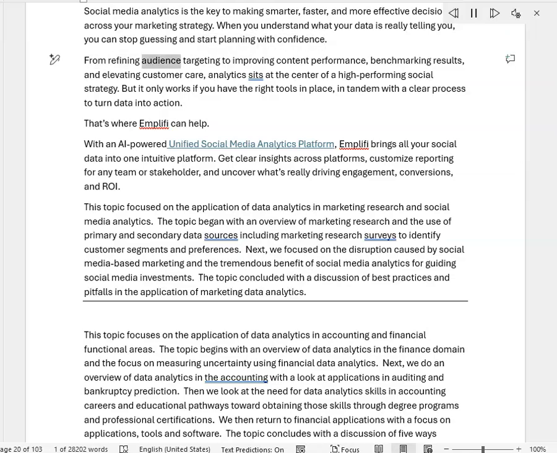From refining audience targeting to improving content performance, benchmarking results, and elevating customer care, analytics sits at the center of a high-performing social strategy. But it only works if you have the right tools in place, in tandem with a clear process to turn data into action.